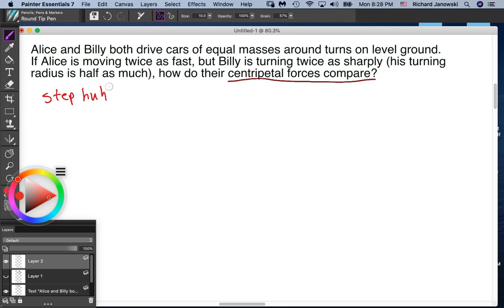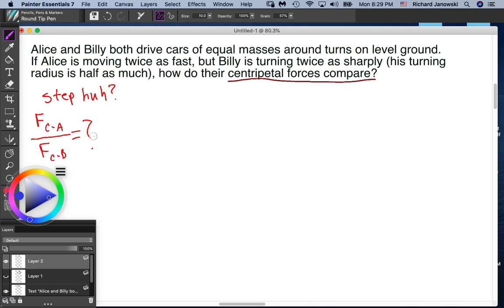So what we're looking for is the centripetal force of Alice over the centripetal force of Billy. We want to know what this is equal to, and what will its units be? Well, forces come in newtons, but this is a force divided by a force. So something in newtons divided by something in newtons, the units will go away, and you're not going to have any units for this kind of thing. So F sub CA divided by F sub CB, what does that equal? That's what we're looking for.